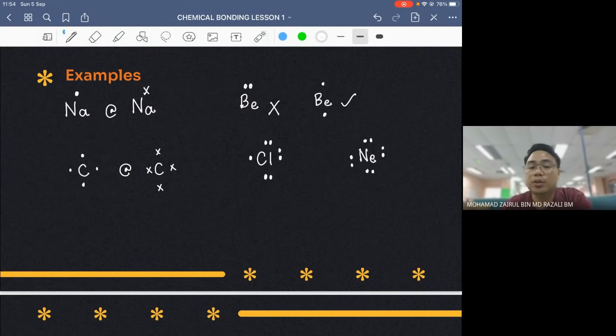Okay, this is the Lewis dot symbol. Remember that in the Lewis dot symbol, the symbol of the element represents the nucleus of the atom, and you represent the valence electron by using either dot or cross. The number of dots or crosses depends on the number of valence electron. So now we learn about the Lewis dot symbol.